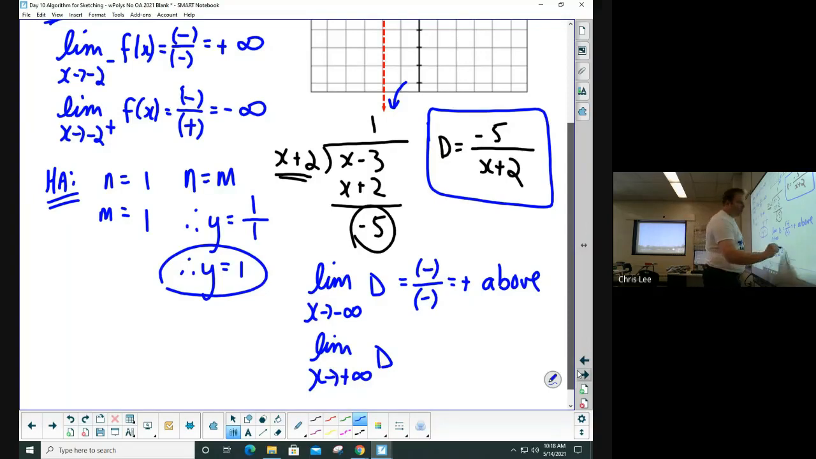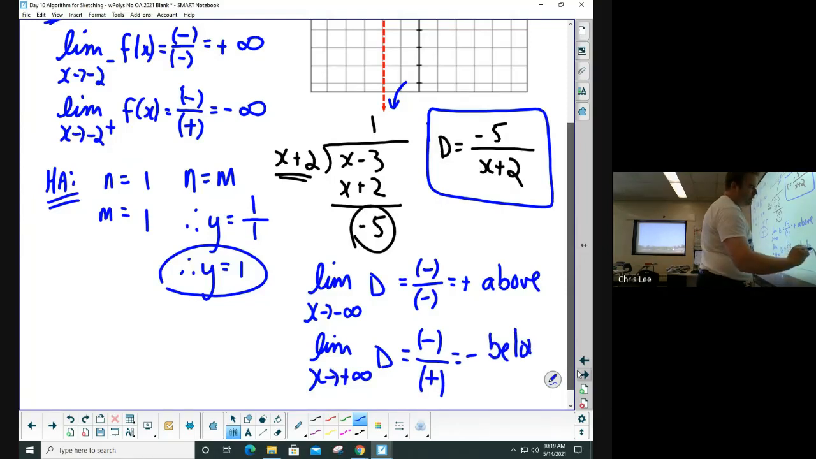Similarly, I'm going to plug in positive 1 million. The top is a negative 5. There's no x on the top, it doesn't care what x is, it stays negative. But the bottom, 1 million, is positive. So this is going to be a negative divided by a positive, which is negative, which is the signal that this is going to come from below.